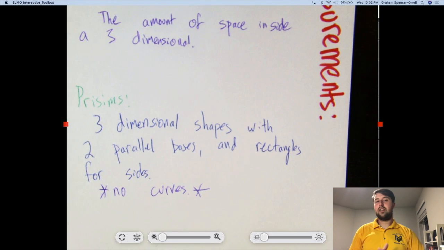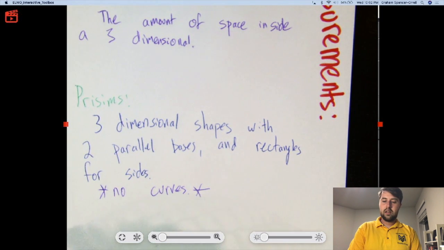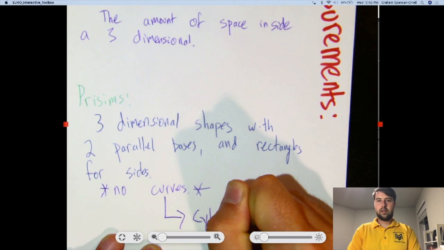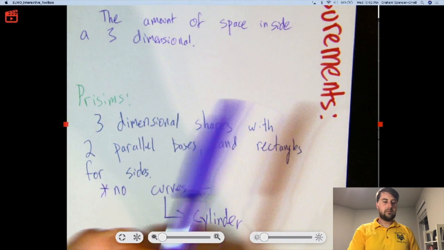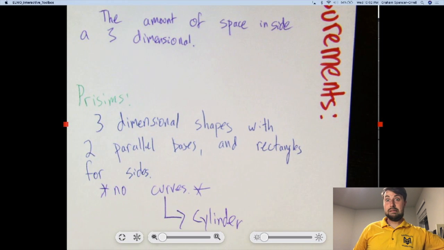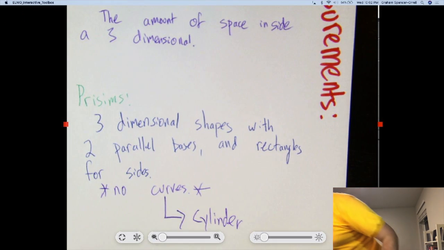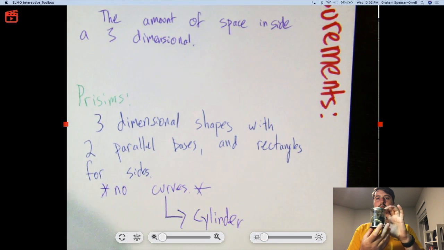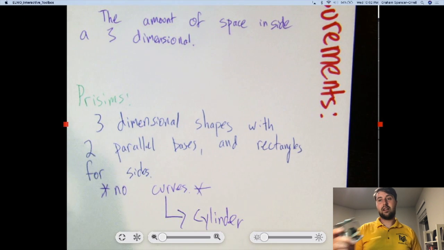But you can have all sorts of different shapes. There are no curves. If there are curves in it, this is going to be called a cylinder. So a cup of water would be a cylinder because it's curved. You have a round top and a round bottom, and then there are no rectangles on the sides because it is curved all the way around. So that's what a cylinder is.